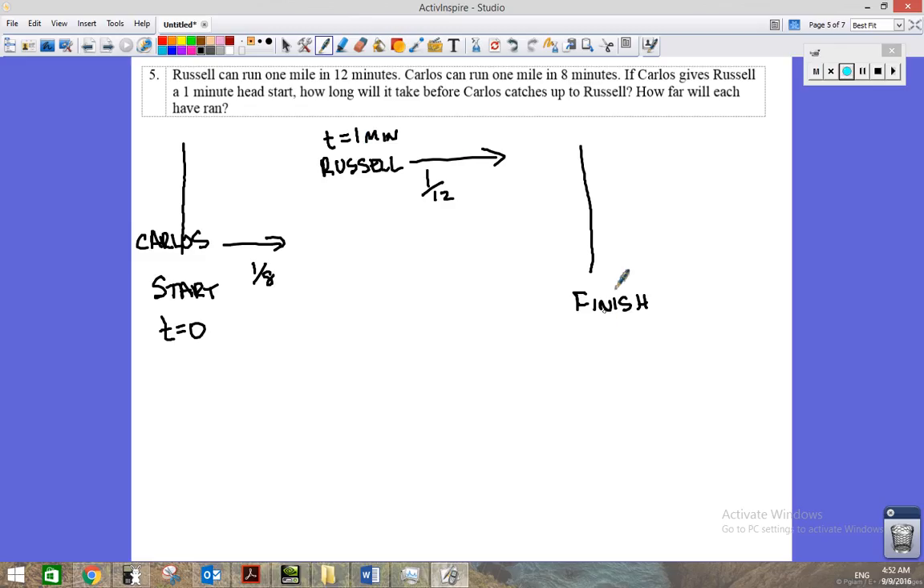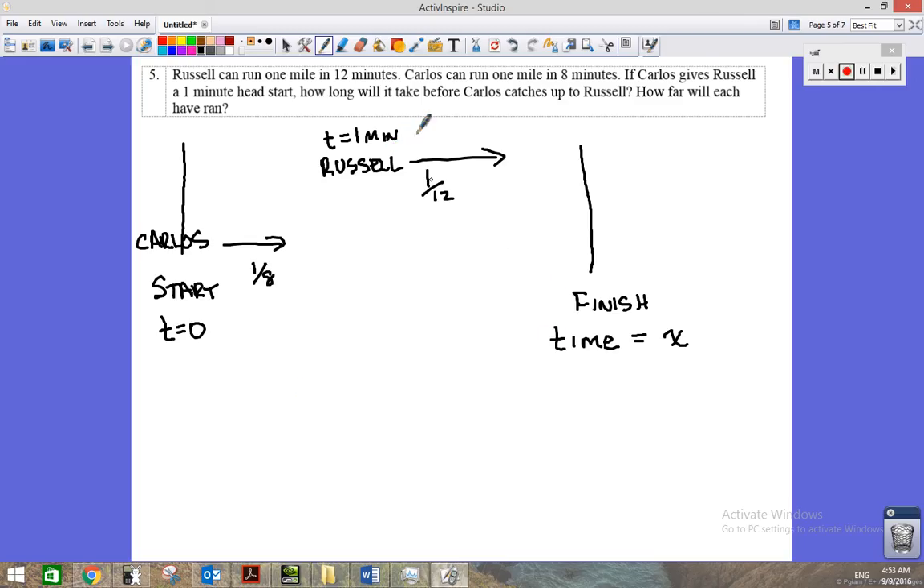Well, how long will it take Carlos to catch up to Russell? We're going to let that be a variable, and that's the length of time that Carlos ran. Now we know that Russell has been running longer to cover that same distance. Russell ran for the same length of time that Carlos did, plus his minute head start.